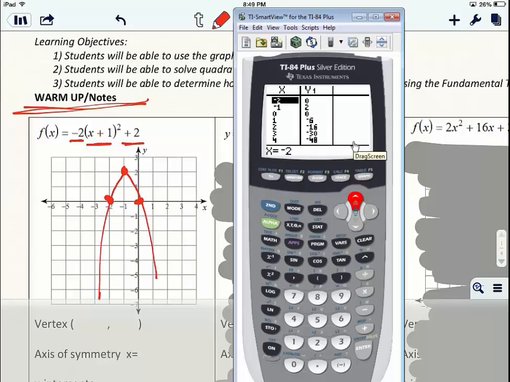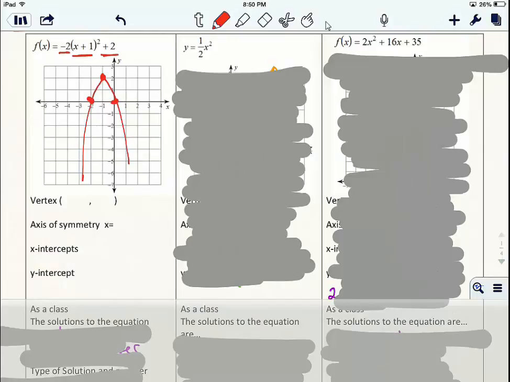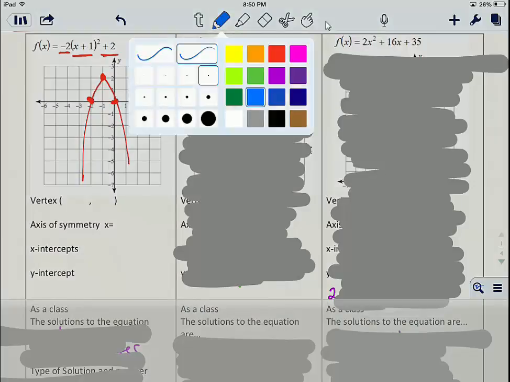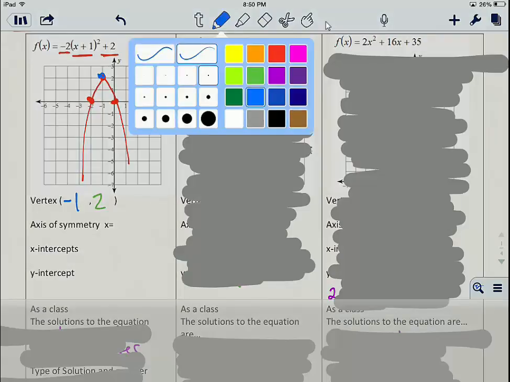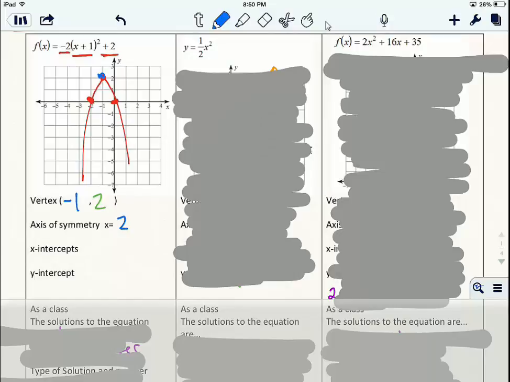You're going to want to do this when using Math Excel, because when it has you graph, you're going to want to put a point on the vertex and another point on another exact point from your table, or you won't get the correct graph. Now that we have this, you should be able to find the vertex. In this case, the vertex we said was at negative 1, 2. The axis of symmetry, the x-intercepts, and the y-intercepts. I'm going to let you do that.